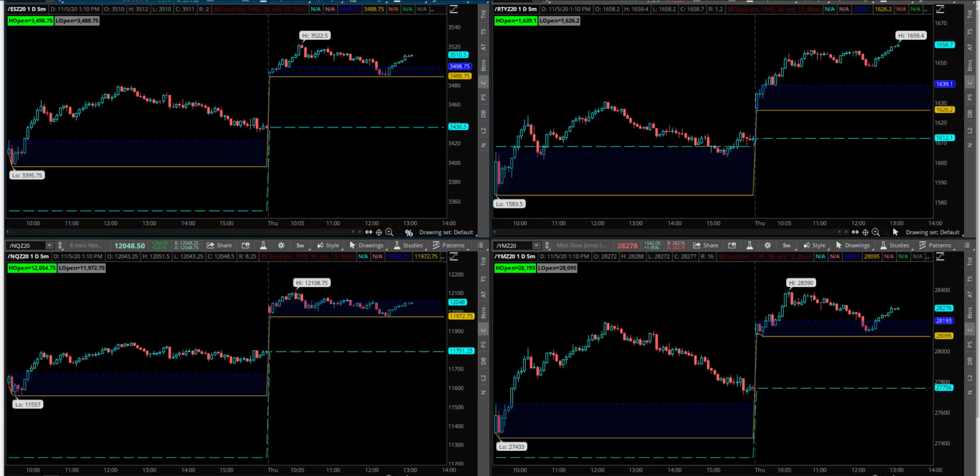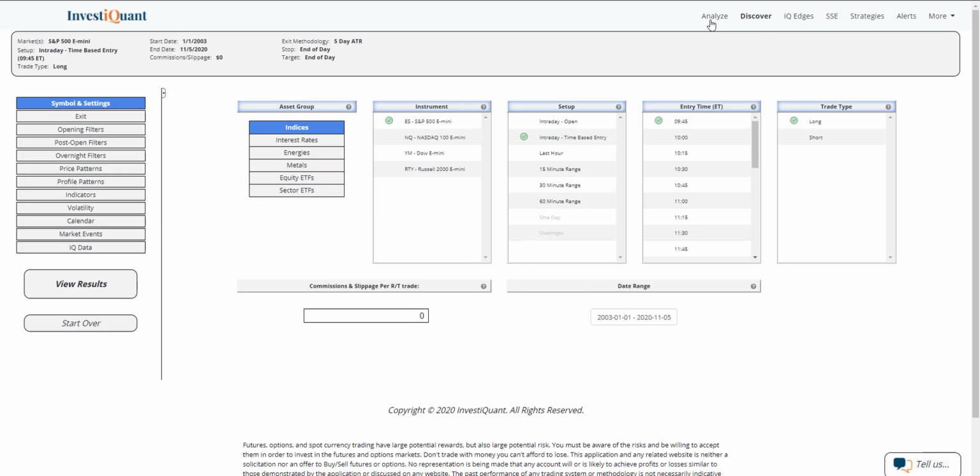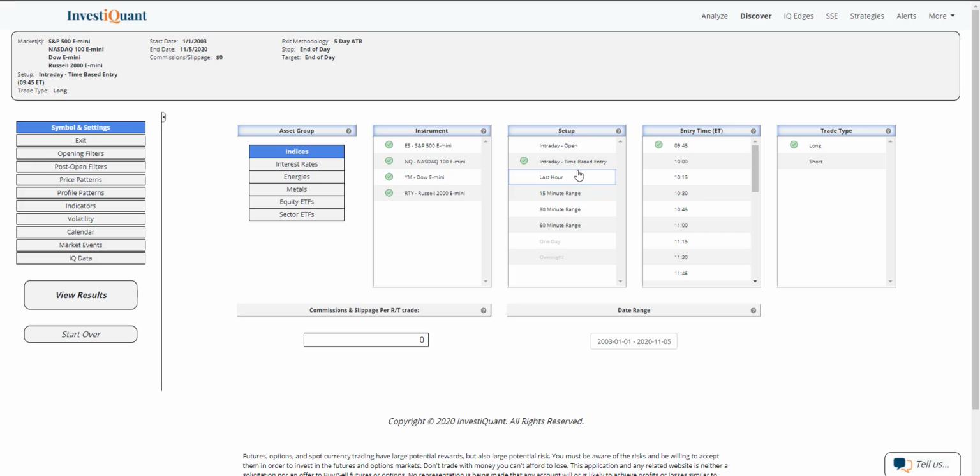But we're about to get the FOMC announcement here shortly, so I figured we would just take a quick look at what has happened historically following the FOMC announcement in a similar environment. So let me go ahead and set this up and discover, looking at all four instruments.